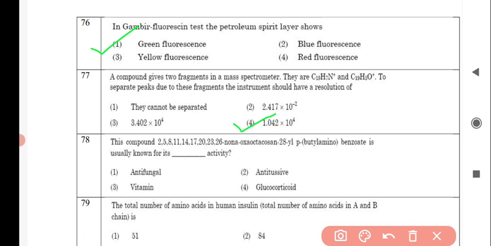Next question is this compound 2, 5, 8, 11, 14, 17, 20, 23, and 26-nonaoxaoctacosan-28-yl p-butylaminobenzoate is usually known for its dash activity. And the correct answer is option number 2, known for its antitussive activity.